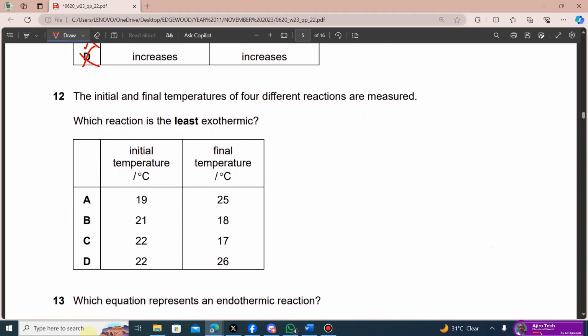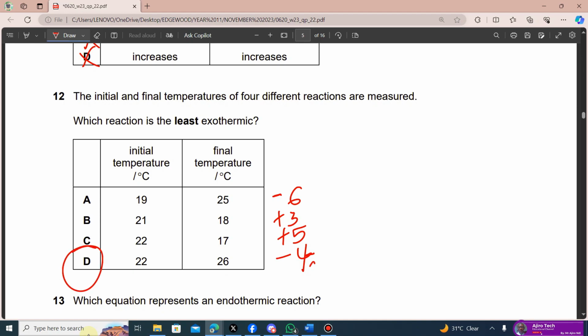The initial and final temperatures of 4 different reactions are measured. Which reaction is the least exothermic? Exothermic reaction means having a negative value. So we compute: 19 minus 25, that's minus 6. 21 minus 18, that is plus 3. 22 minus 17, that is plus 5. And then 22 minus 26, that's minus 4. So the least exothermic is the one with a lower negative value, and of course that's D.